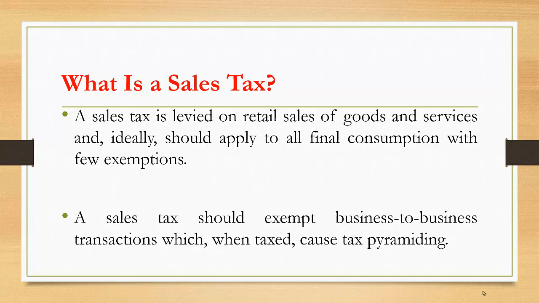A sales tax should exempt business to business transactions, which when taxed cause tax pyramiding. As I said, sales tax is applied on a final product, and we cannot apply it on intermediate steps. For example, if I am buying parts and then making some product out of these parts, when I purchase parts, I need not pay any tax. When I manufacture a product and sell it to the retailer, I need not charge tax from anybody. When the retailer finally sells that product to the customer, the retailer will charge the tax from the customer on the final product, which is called a sales tax.